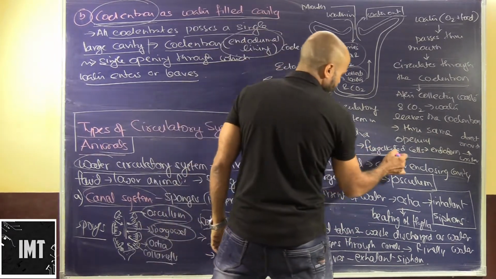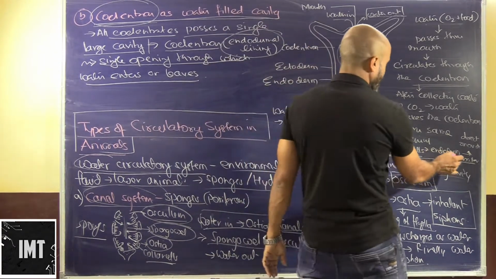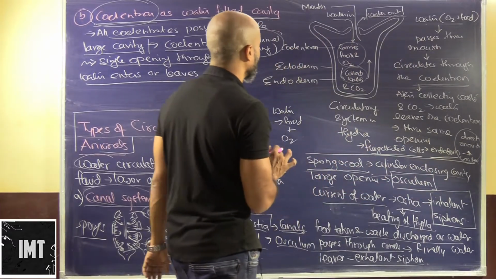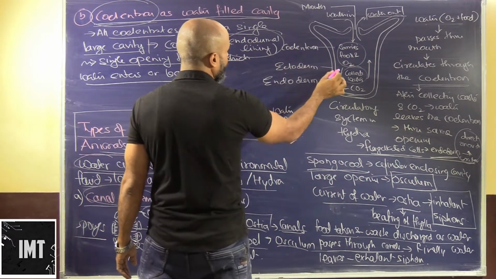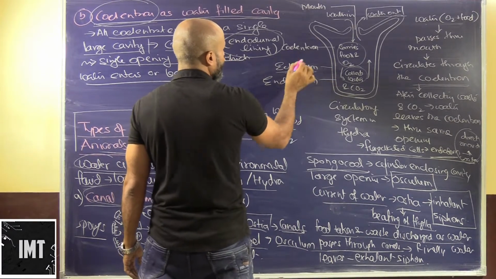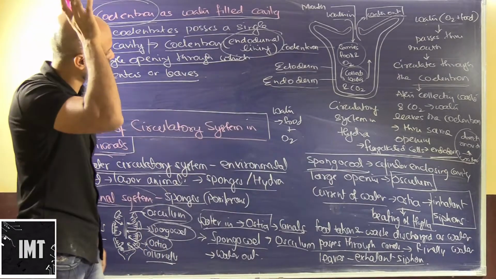The entire movement is encouraged by flagellated cells, and this goes into the endoderm, and the water basically moves out. So we have the coelenteron, we have ectoderm, and we have endoderm as well. We have ectoderm here, endoderm here, and the coelenteron. Clear? So this is how the entire thing takes place.